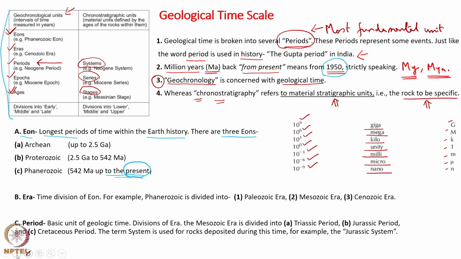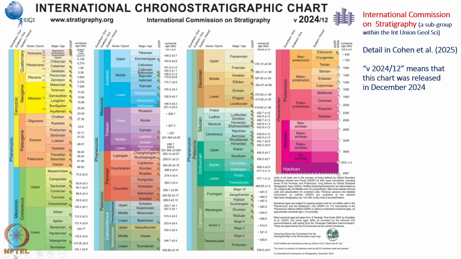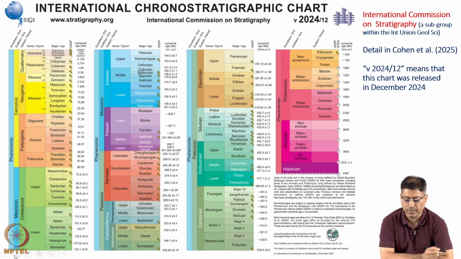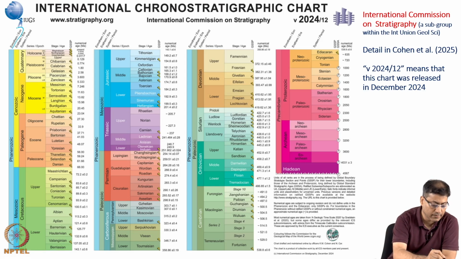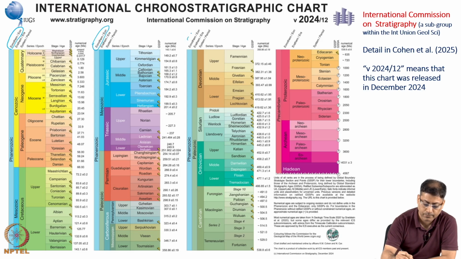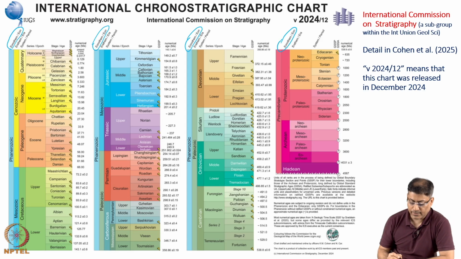Now, if I demonstrate the geological time scale in terms of the international chronostratigraphic chart, this is how it looks. Eon can be seen over here. And as I said, the different eons are Archean, Proterozoic and then Phanerozoic.